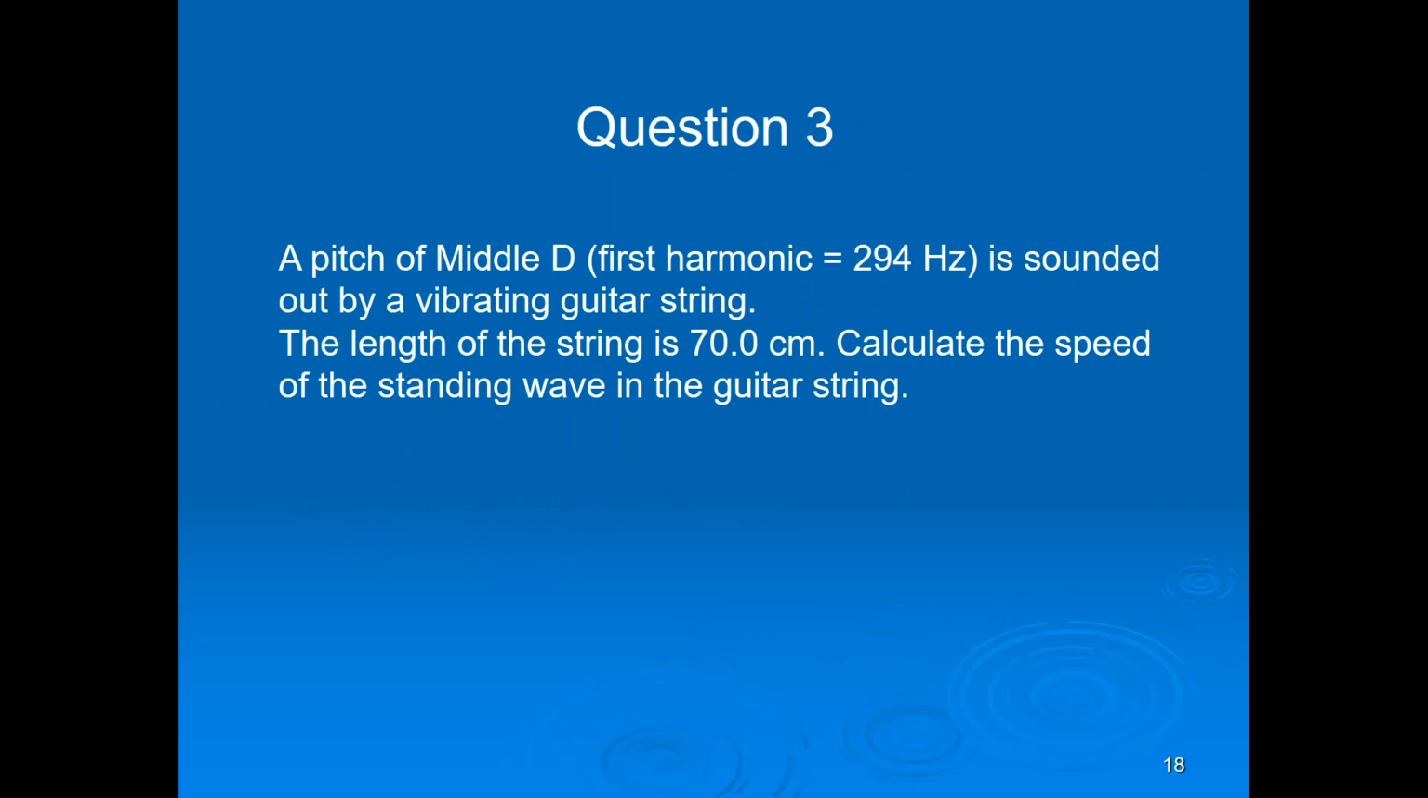All right, so the next one. We're talking about a pitch of a note called middle D, and we're referring to this as the first harmonic. We're talking about vibrating a guitar string, so we know that we have 2 closed ends. The length of the string is 70 centimeters. Calculate the speed of the standing wave in the guitar string. So how would you do that? Go ahead, work on it. Try to figure it out.